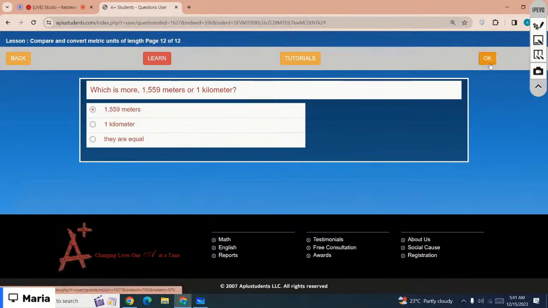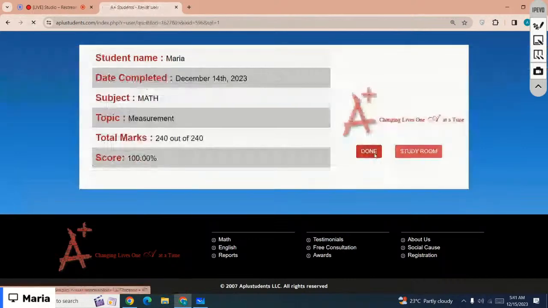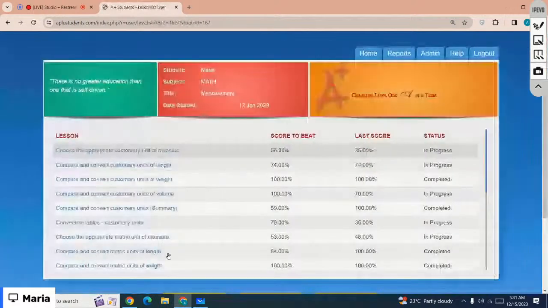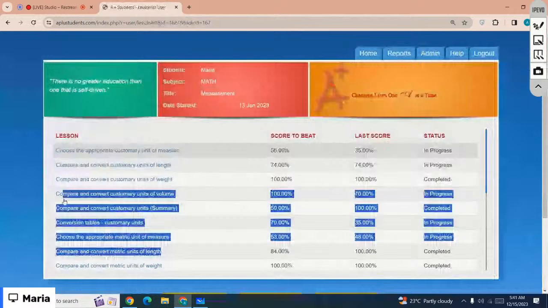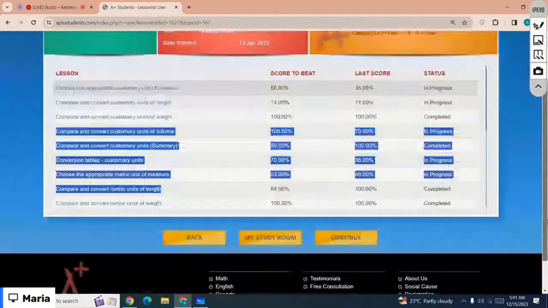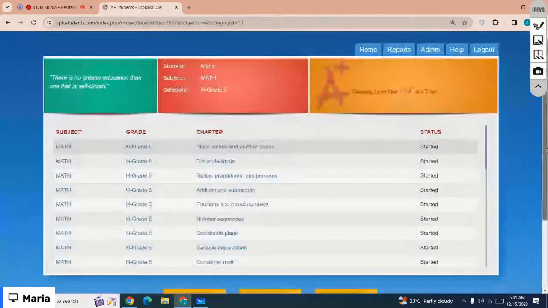Okay, we are done with the lesson. So we were working on grade 5 math. The chapter we were working on is measurement, and the lessons we have covered today are compare and convert metric units of volume, then conversion tables for metric units, then choose the appropriate metric unit of measure, and compare and convert metric units of length, right? So please make sure before the next session you complete all the practice questions for the lessons we did today. That is your homework until next session, right?